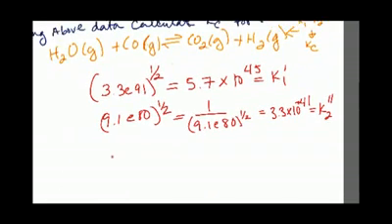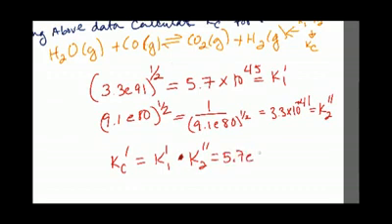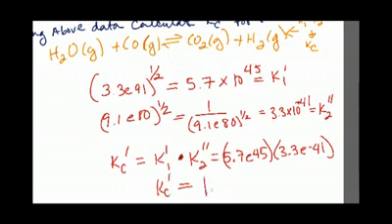And we said Kc prime equals K1 prime times K2 double prime, which then gives you 1.9 times 10 to the 5th.